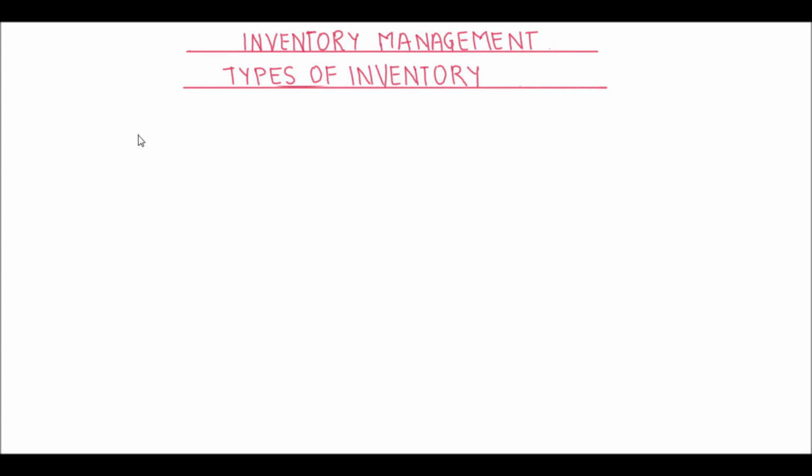Welcome to another video in the series Inventory Management. In this video, we will look at the most important types of inventory. Now, inventory can be divided into various categories. This categorization helps managers to view inventories as something they can control and regulate based on the category.